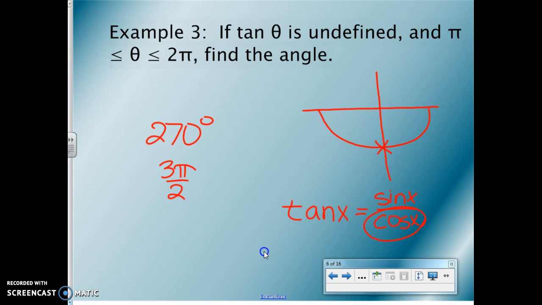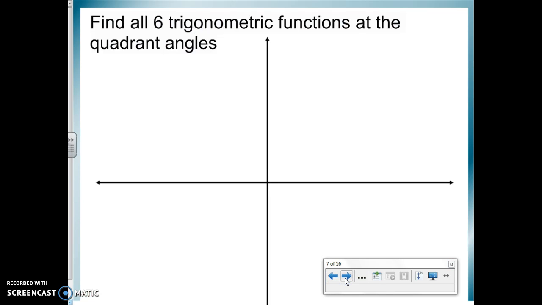Questions for me on that? Starting to use your brain on things.